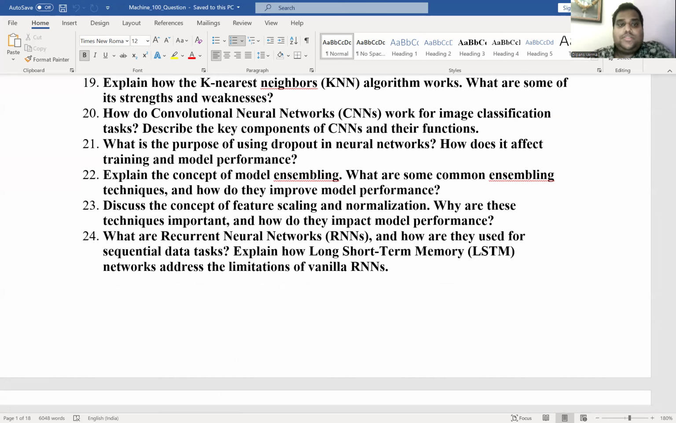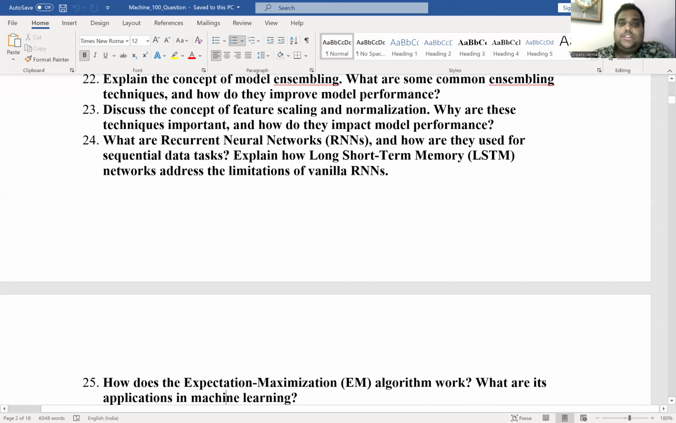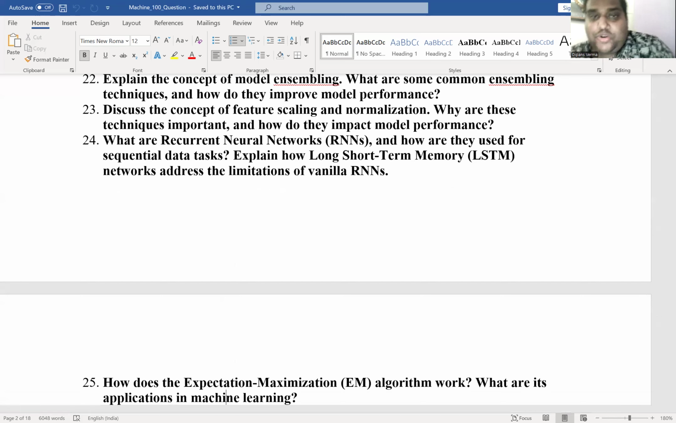Using neural network, how does it affect training and model performance? Explain the concept of model ensembling, what are some ensembling techniques and how do they improve model performance? Discuss the concepts of feature scaling and normalization. Why are these techniques important and how do they impact model performance?